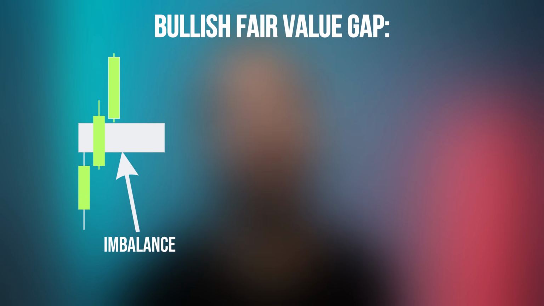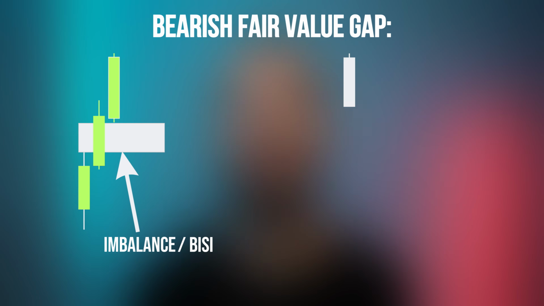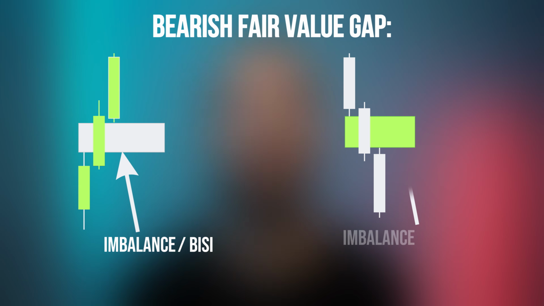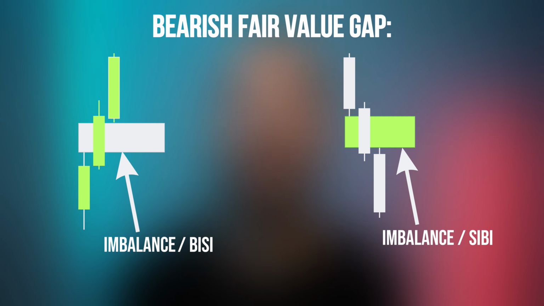A bullish fair value gap is simply a 3-candle formation that occurs when there is an imbalance of buyers in the market. This is often also called a BISI, a buy-side imbalance, sell-side inefficiency. A bearish fair value gap is a 3-candle formation that occurs when there is an imbalance of sellers within the market. This is often also referred to as a SIBI, which is a sell-side imbalance, buy-side inefficiency. So there's an imbalance of sellers within the market and there's an inefficient amount of buyers within the market.